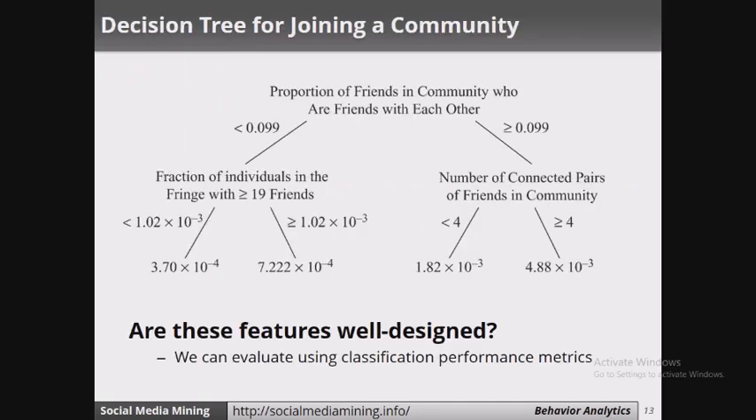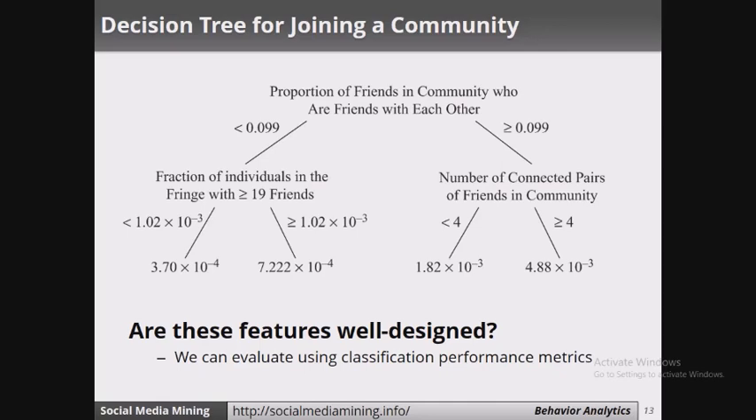So here we have a decision tree where we have the proportion of friends in the community who are friends with each other as the root node. Less than 0.009 has one branch, and greater than 0.009 has another branch. And here we have the fraction of individuals in the fringe with greater than 19 friends. So this is helping us find out the important features which will help us determine the individual behavior in a community.